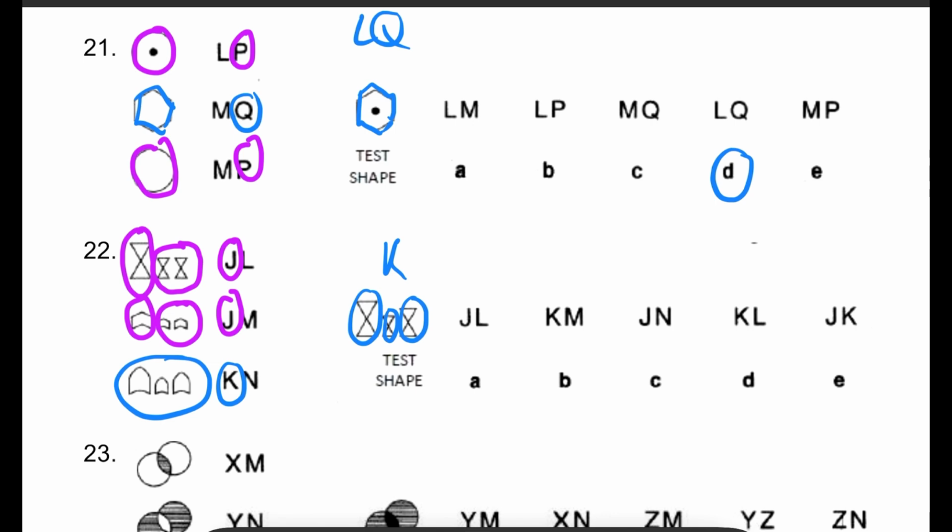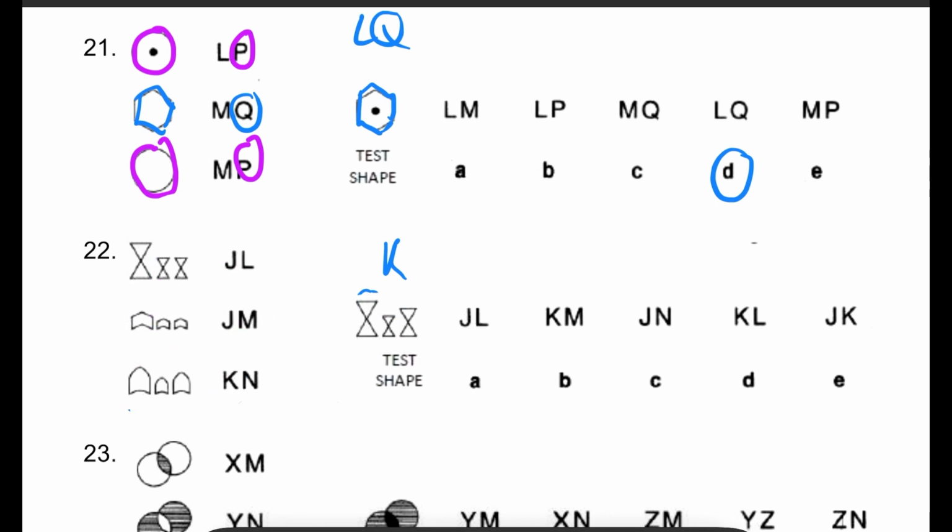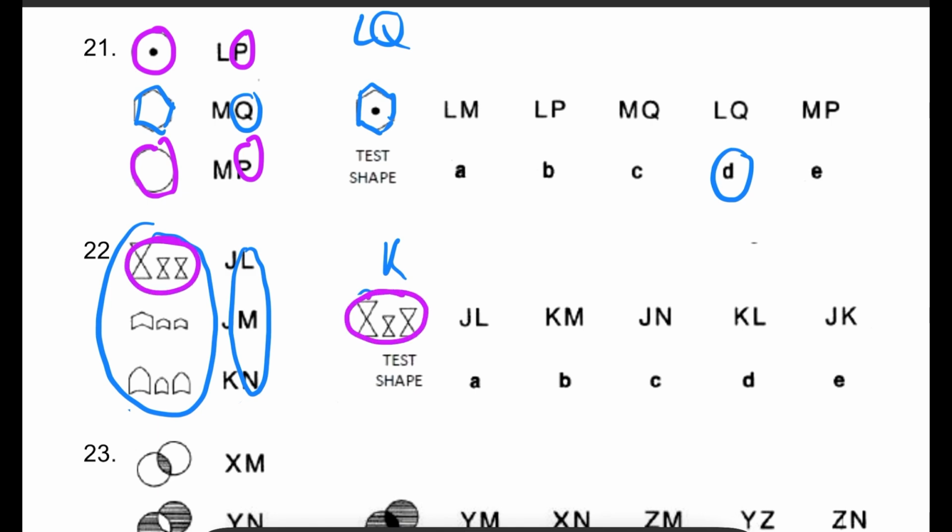So now on to the second letter. There's three different second letters here, and as you can see there's three different shapes used here. So the test shape is the same as this one. And the second letter here is an L. KL, the answer is D.